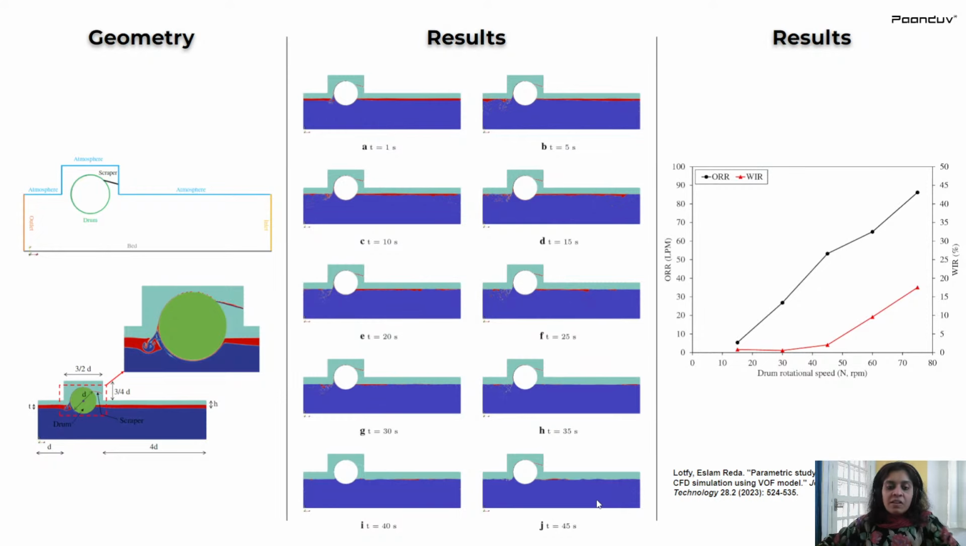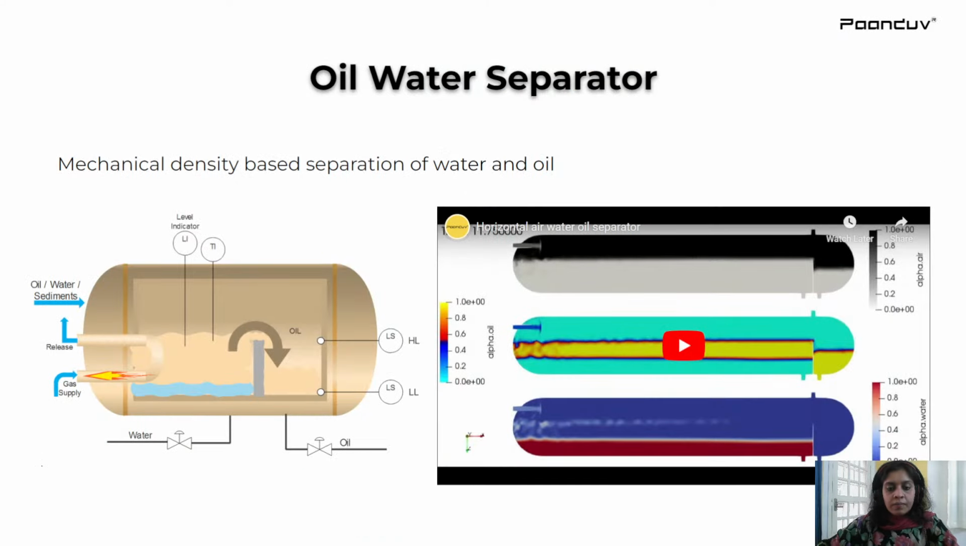Now, you can vary certain parameters here. You can vary the drum rotational speed. You can predict the oil content at different heights. You can make it bigger. You can increase the diameter, etc. And all those design parameters and operational parameters can be deduced by computational modeling efficiently.